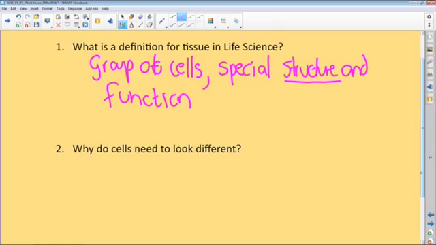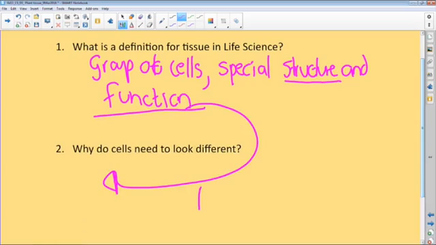So what we need is cells to look different because they have to do a different function, which now answers our question number 2. Why do cells need to look different? And this links to this one over here. Why do cells need to look different? Because they have different functions.